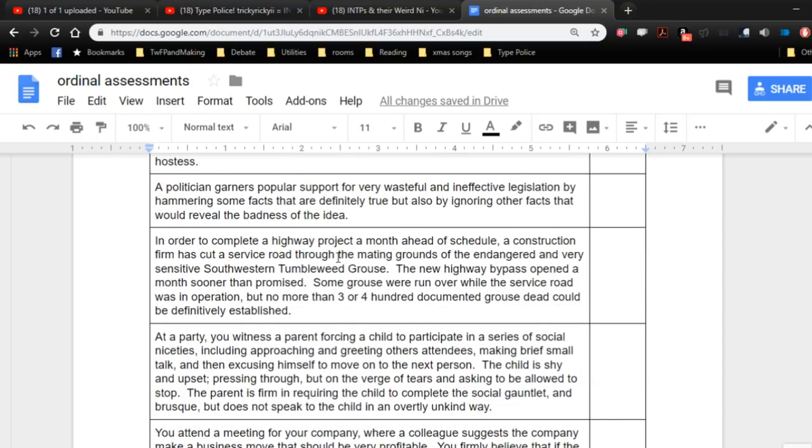In order to complete a highway project a month ahead of schedule, a construction firm has cut a service road through the mating grounds of the endangered and very sensitive southwestern tumbleweed grouse. The new highway bypass opened a month sooner than promised. Some grouse were run over while the service road was in operation, but no more than 300 or 400 documented grouse dead could be definitively established.